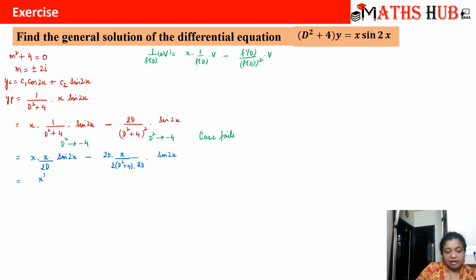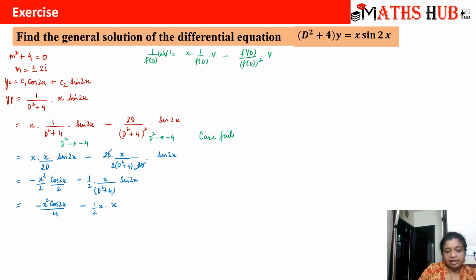So now this is x square by 2. What is the integration of sin 2x? Integration of sin 2x is cos 2x by 2, with a negative sign. Now from here, you can see 2D gets cancelled and we have minus 1 by 2 x upon D square plus 4 operated on sin 2x. So again here we have to apply the rule for sin 2x, that is replace D square with minus 4. So again this will fail. So we will get from here minus x square cos 2x divided by 4 minus half x.